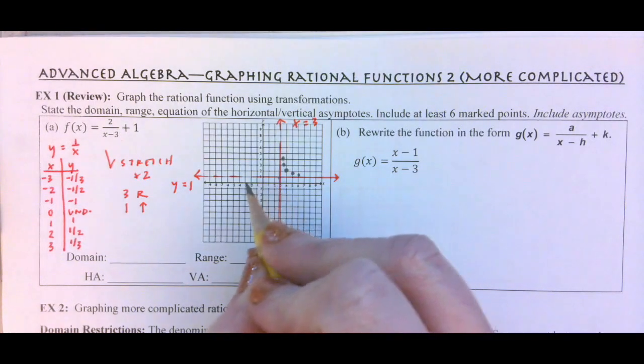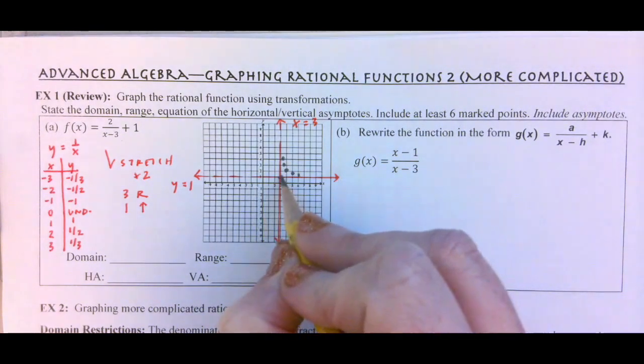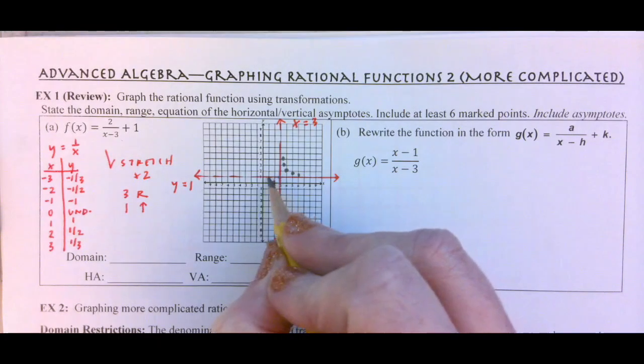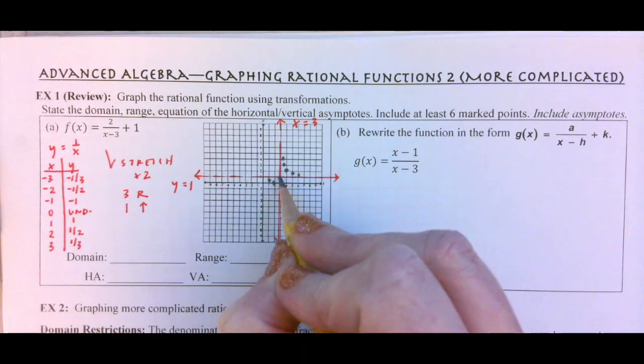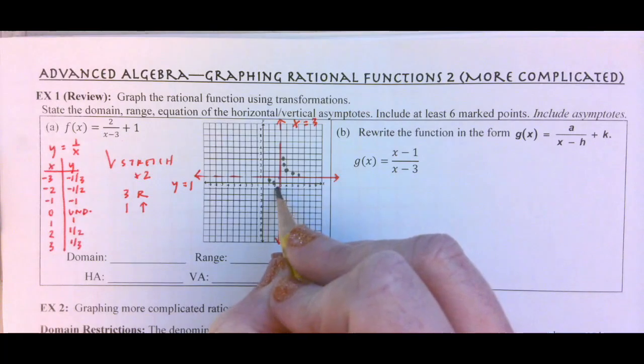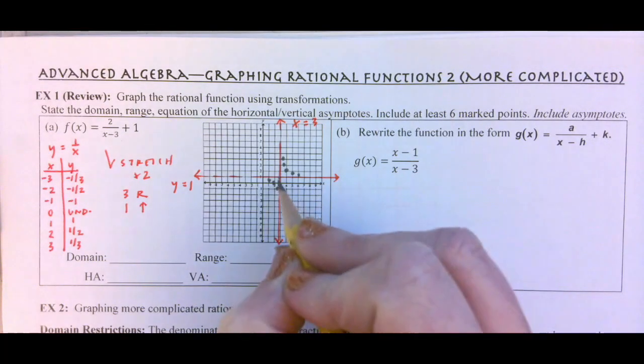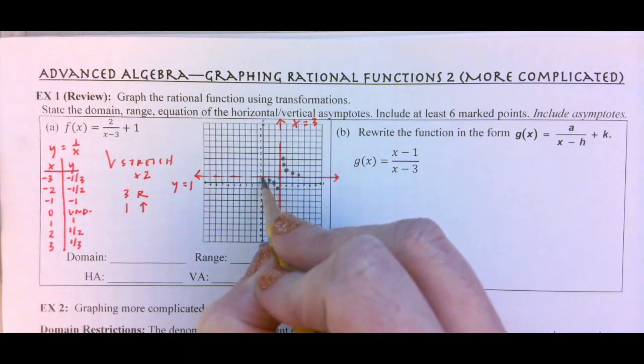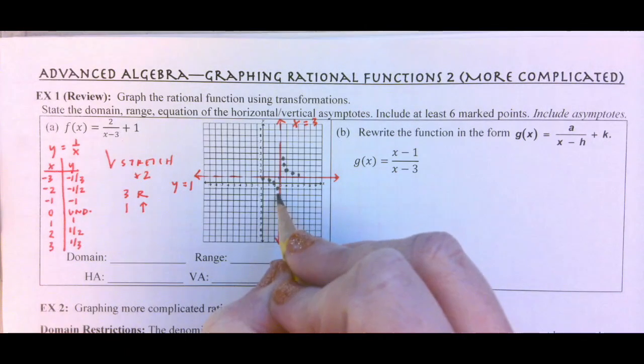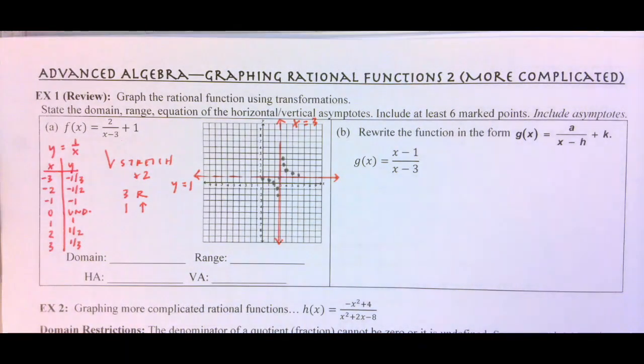And I can do the same thing in this region. So over 1, down 1, over 2, down 1/2. So over 1/2, down 2. That's what makes it a reciprocal function. Over 3, down 1/3, over 1/3 and down 3. So those are my parent points, but I still need to stretch it vertically.